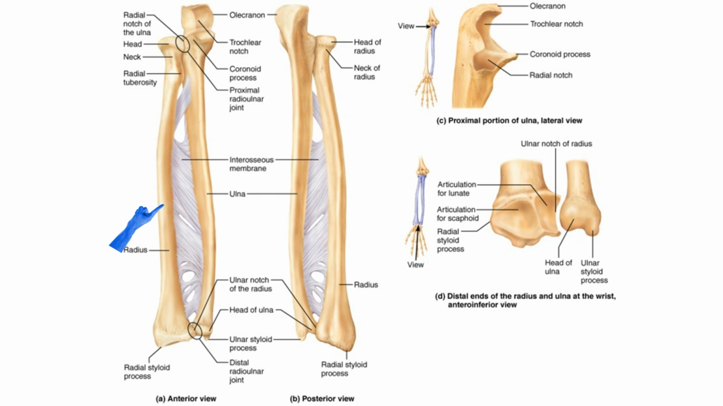First, the radius, the bone on the thumb side. Look for the circular head. This must be superior to articulate with the capitulum of the humerus. Below that is the neck, followed by the radial tuberosity. At the distal end, you'll find the styloid process and the ulnar notch where it meets the ulna.